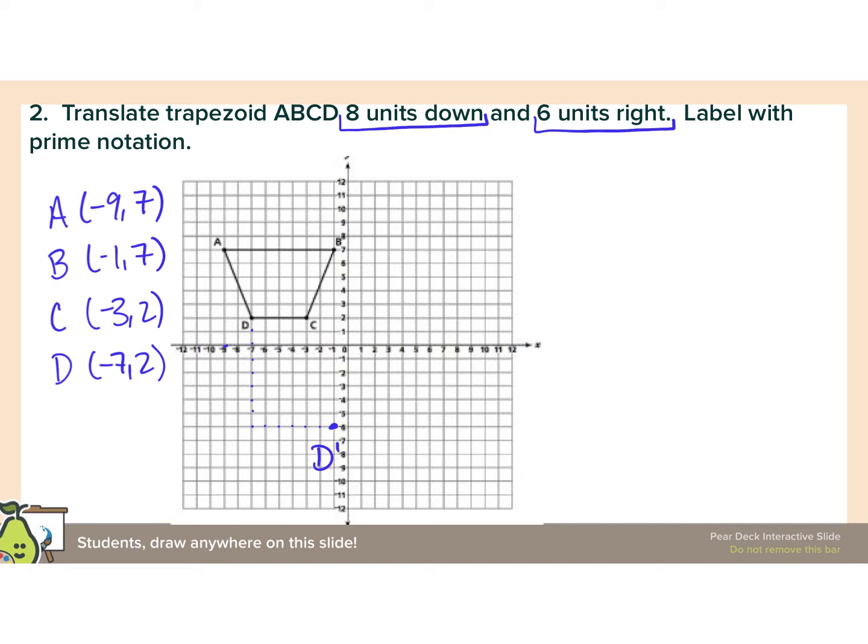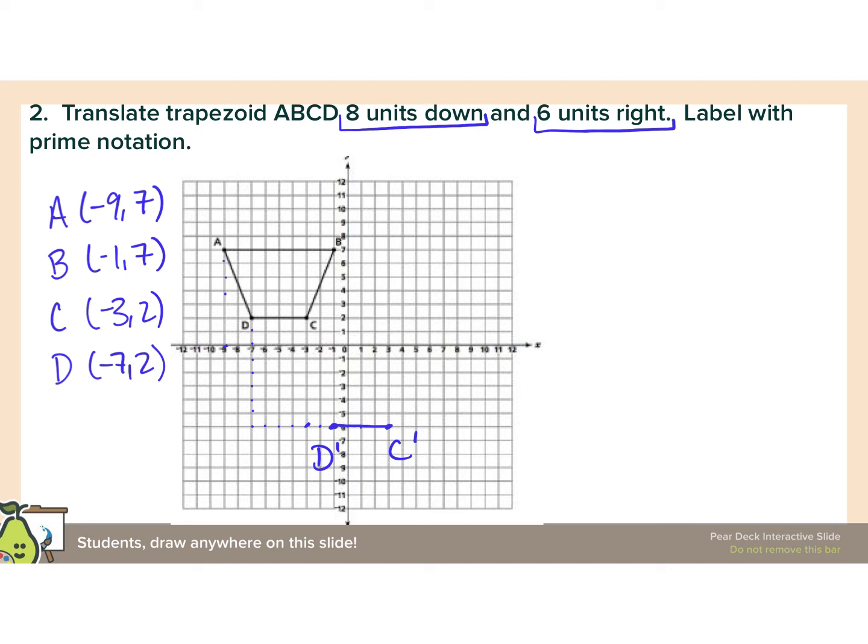Now for C, I know it's going to be here. And then right 6. 1, 2, 3, 4, 5, 6. C prime. Now for A and B.